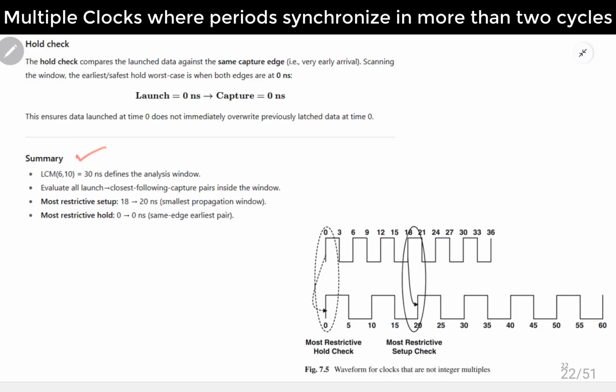So this is the final summary. Among 6 nanosecond and 10 nanosecond, the LCM that we are getting is 30. The most restrictive case for setup is 18 and 20, and it is 0 and 0 for hold.